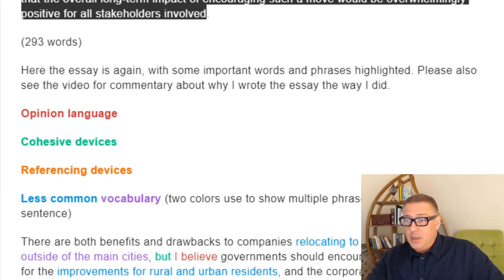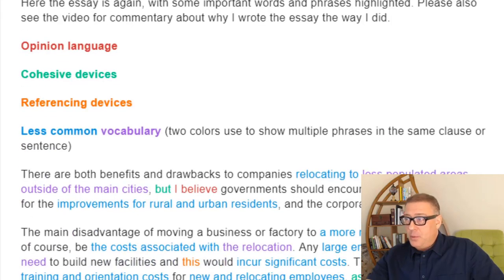If you scroll down on the website, you'll see a second version with important words and phrases highlighted. I'm not going to go over these specifically because in lessons 5, 6, and 8, I went into quite a bit of detail about the importance of these things, cohesive devices, what referencing devices are, what types of vocabulary are considered less common. So I would recommend that you look at the essay on the website if you have any questions about what these things are and how they're used, and also, you can get some ideas for vocabulary that you can use in other essays on a similar topic, but I'm not going to go into specific detail.